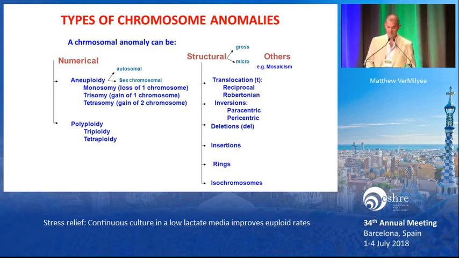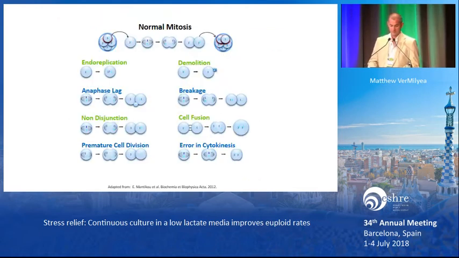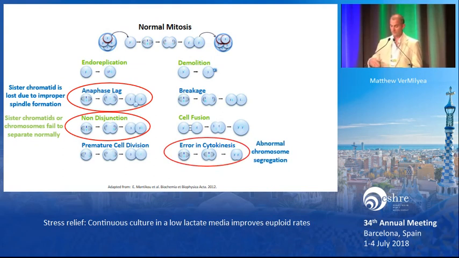So let's talk a little bit about types of chromosomal anomalies. As we're aware, we have numerical as well as structural. The most familiar are the aneuploidies, the monosomies and the trisomies. Under normal mitosis, we're able to carry over the correct number of chromosomes, but anaphase lag is where sister chromatids are lost due to improper spindle formation. That's where we see a lot of our monosomy effects, while non-disjunction is where we predominantly see triploidy embryos.